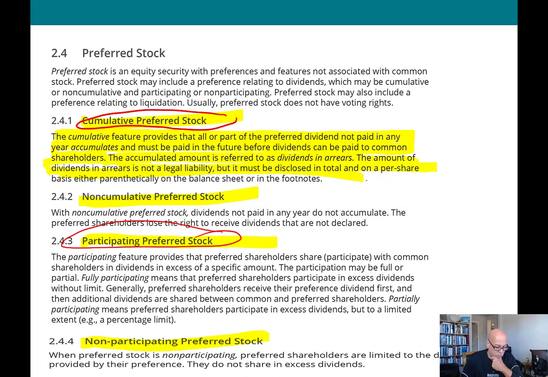Okay. Now, with non-cumulative, hey, too bad. The preferred shareholders lose the right to receive dividends that are not declared. So if a period goes by, it's not cumulative, and they didn't declare the dividend, you lose out on that year's share of your preferred dividends.